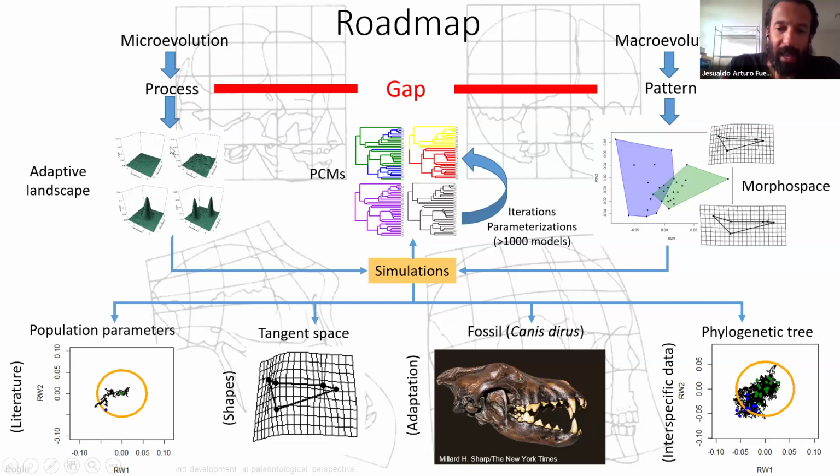And then what we did is let the phylogeny evolve on those landscapes. That gave us interspecific data that we were able to test with the phylogenetic comparative methods. We did that over many iterations with different parameterizations. The idea was to see if there was consistency in the models that we could recover associated with those landscapes that I showed you earlier.